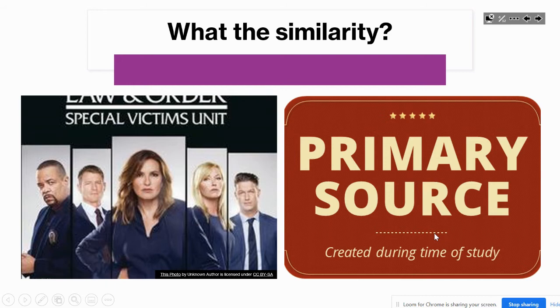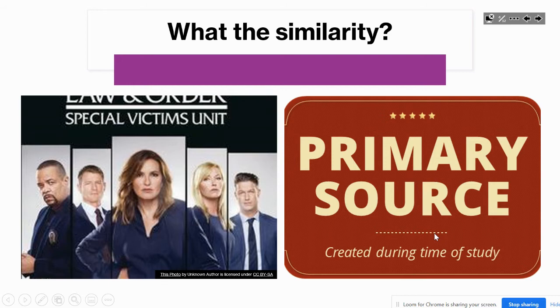Well, the similarity here is that Special Victims Unit, SVU, and all of the Law and Order detectives use primary sources every single day to solve cases. Attorneys use primary sources to help them solve cases, and they use secondary sources, but they have to analyze it and then interpret it to make sure that they can give the full picture to solve the case, right?